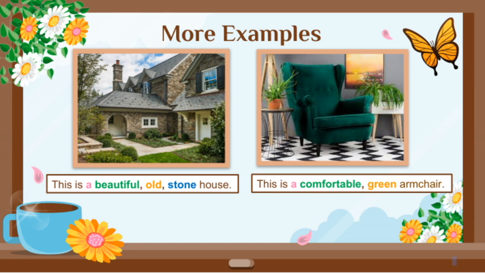Next, we have, this is a beautiful old stone house. Again, adjectives like beautiful, old, and stone add specific qualities, making the description more engaging and detailed. These examples illustrate how descriptive words help convey more information and make our writing more lively. Connecting this to our overall theme, using vivid descriptions is key to making our communication clear and engaging for our audience.